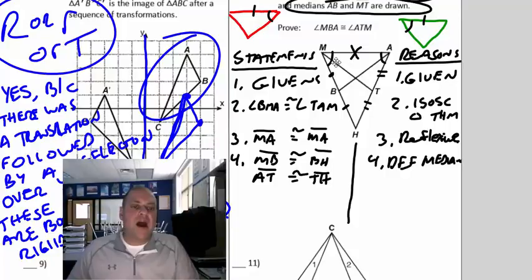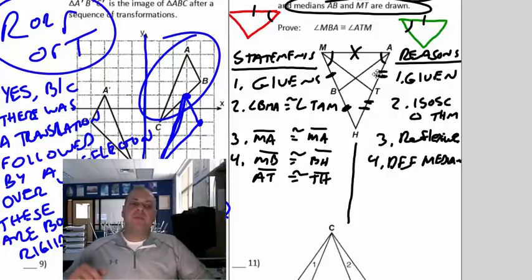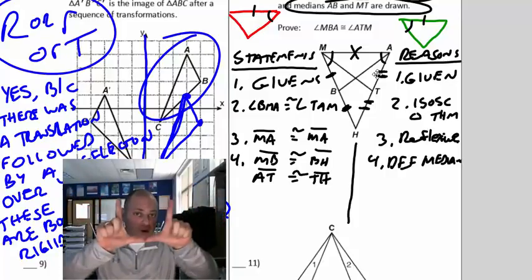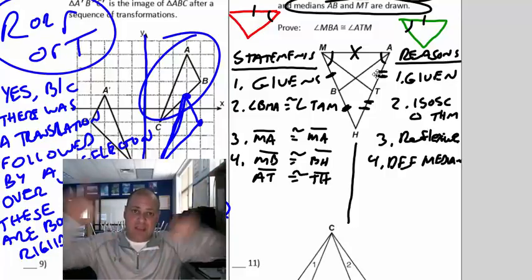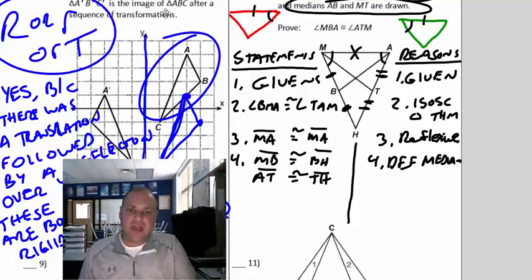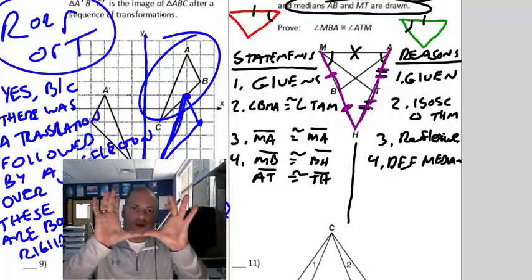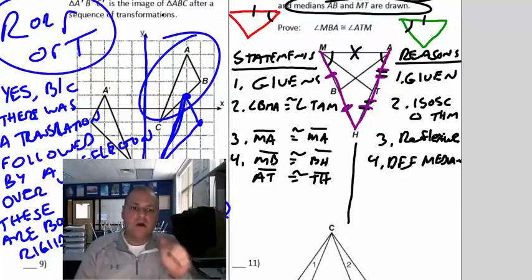Now, we got MB congruent to BH. We got HT congruent to AT. All right? But think about that. Those little pieces are congruent to each other. But aren't the big pieces congruent as well? The big sides, the AH and the MH? So I have this whole side congruent to this whole side, and I have this piece congruent to this piece, and I have this congruent to this. That means all the pieces are congruent? Because if the wholes are congruent, don't the halves have to be congruent? Okay, so that's what we're going to say.